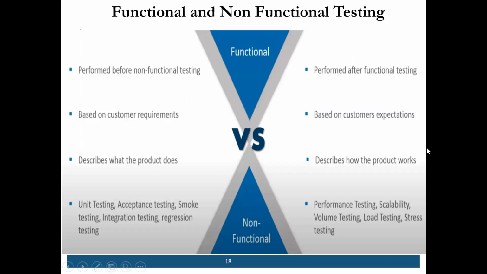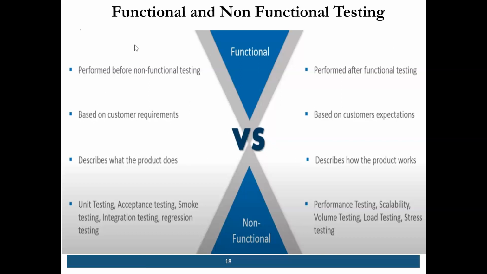Okay, now comes functional and non-functional testing. This is also a very important question and a very important topic. Functional testing is always performed before non-functional testing. What are examples of non-functional testing? Performance testing, scalability, volume, load testing, stress testing, where some tool will always be required. Without a tool, non-functional testing is not possible. So first you have to perform the functional testing, and only then perform the non-functional testing.